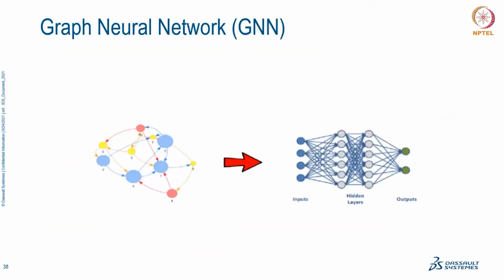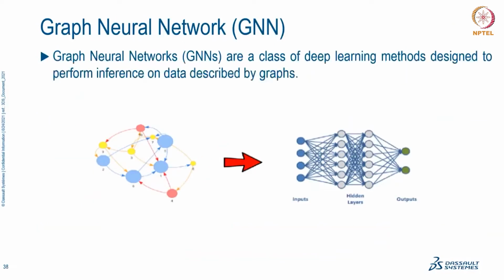So what are graph neural networks? In simple terms, we just want to provide a graph to some neural network, and it should provide me the output, classification output or segmentation output, whatever it is designed to. So we just want to make inference with the graph as input data. That is the main idea of the graph neural network.